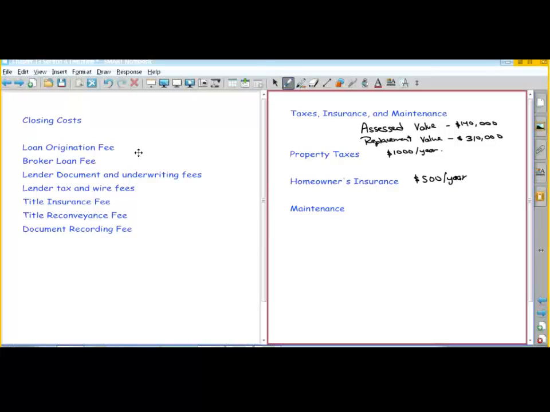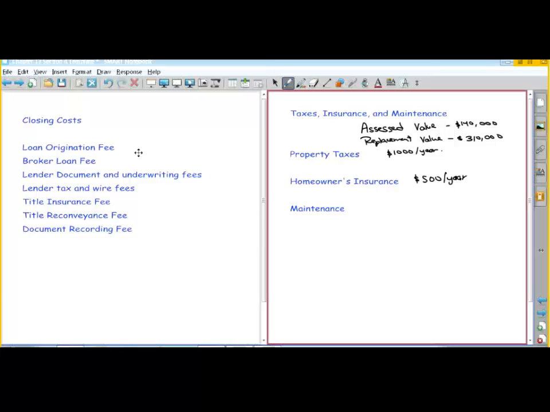Okay, so you've got to pay for closing costs. Now, if you're selling the house, you pay the realtor between 3 and 6% of the sale price. So on a $300,000 house, you'd pay $18,000 for the realtor. That is negotiable to some extent, but you have to negotiate that with your realtor.